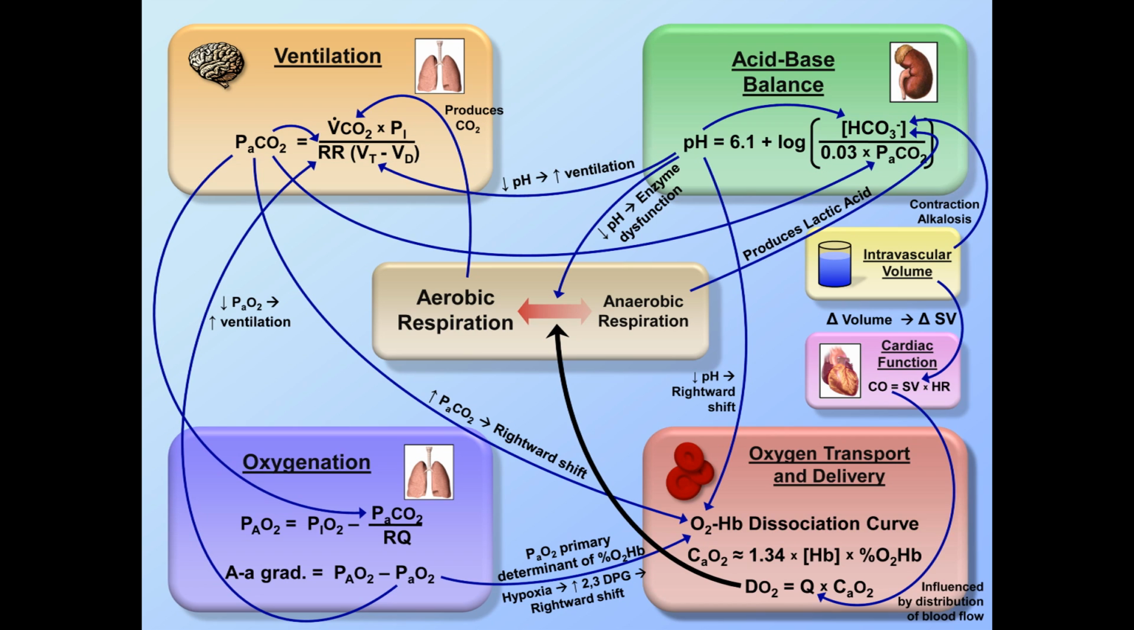What are the downstream effects of lactic acid? Lactic acid will, of course, drive down bicarb, which drives down pH, which increases ventilation, which lowers PaCO2, which increases PAO2, which increases PaO2, which increases O2 sat, which increases CaO2, which increases DO2, which works to ultimately drive respiration back to the aerobic side. So you can see that everything is quite interconnected.